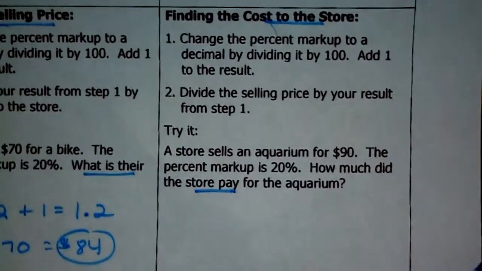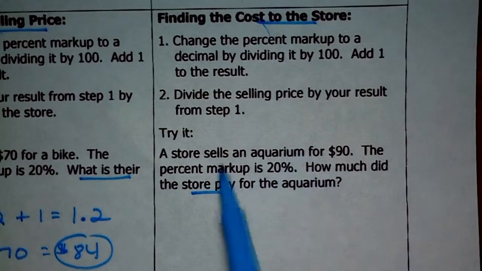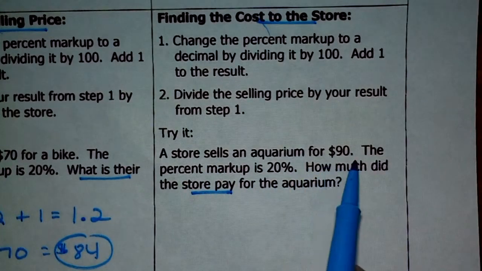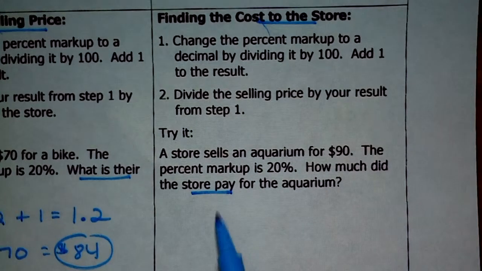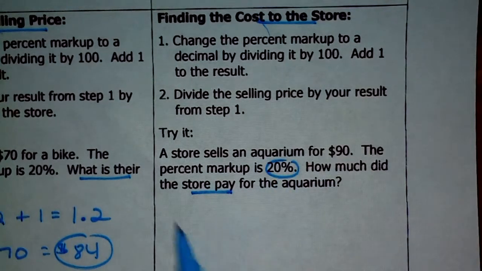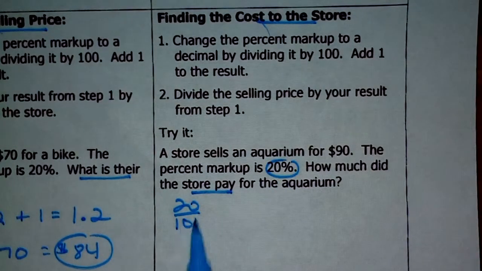So, scooch this over. There we go. Okay, so a store sells an aquarium for $90. The percent markup's 20%. How much did they pay for the aquarium? Step 1, we want to change the percent markup to a decimal. So the markup is 20%. I'm going to divide that by 100.